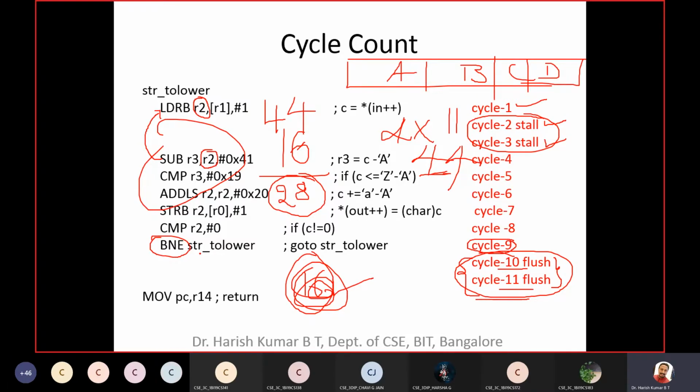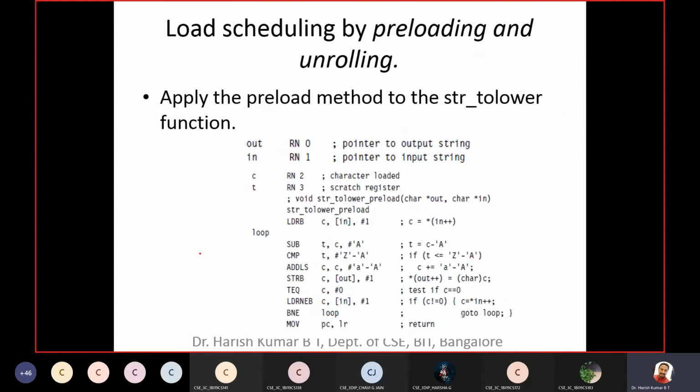Yes, sir. Okay. Next, we are modifying our program. So what is the modification? I'll show you.